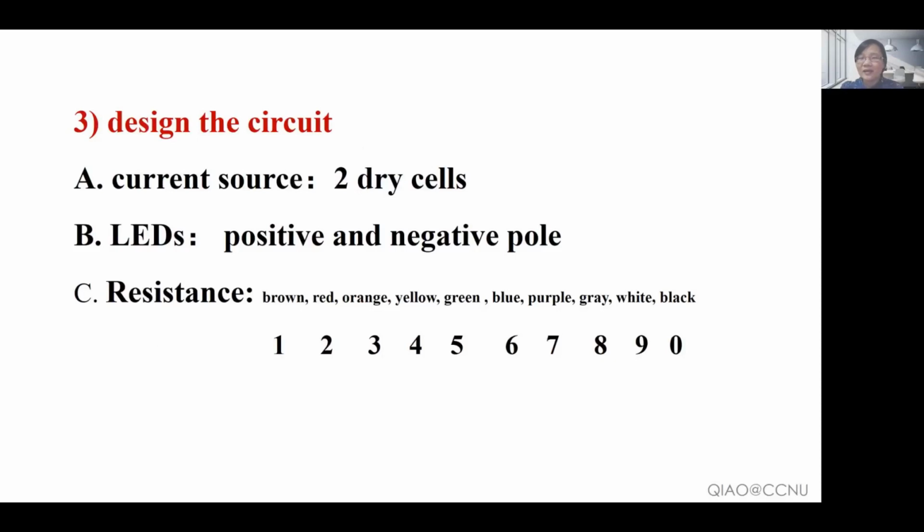And the resistance. Coloring resistor is cheap and accessible, and so I provide the coloring resistor. They will learn to judge the value of resistance through the color.